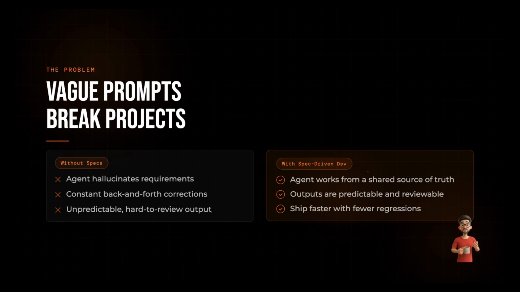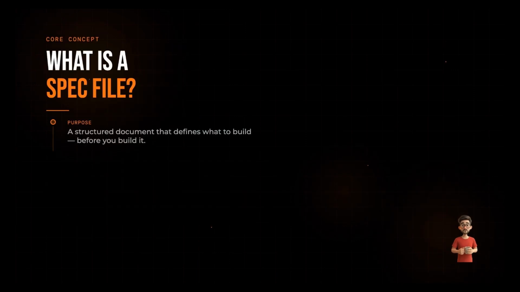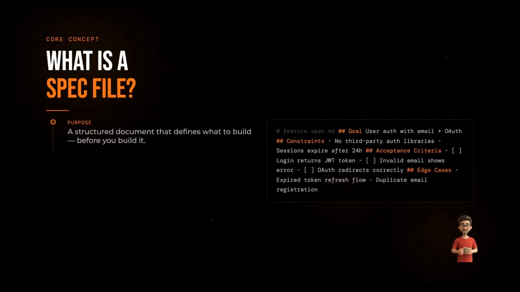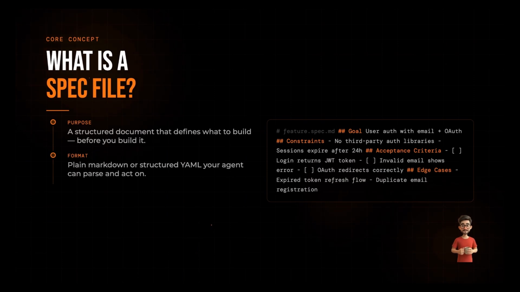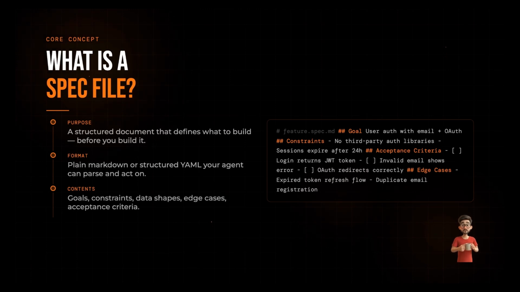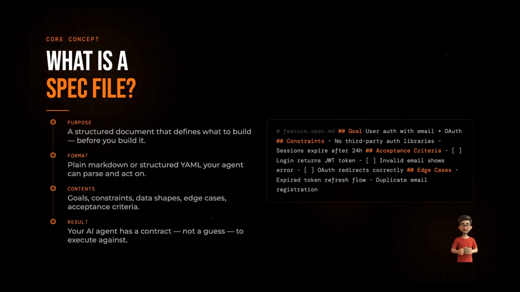A spec file is a structured document that defines exactly what you want to build before you build it. It is not a design doc. It is not a README. It is a contract. You write it in plain markdown. Your agent reads it and executes against it. The spec defines your goal, your constraints, your edge cases, and your acceptance criteria. When the agent has a spec, it does not guess. It delivers. Here is the workflow in 5 steps.